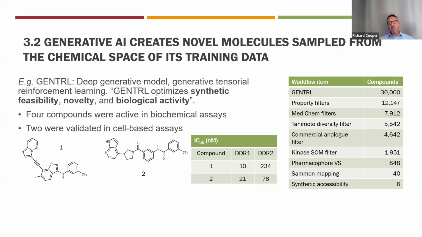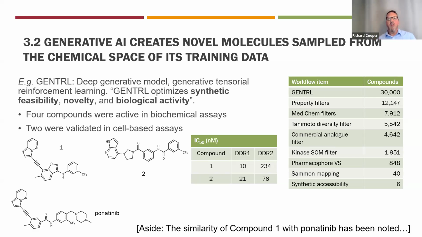Here are the molecules. Number 1 has got activity against DDR1 and less activity against DDR2, so it's a selective inhibitor. That's quite nice. 2, some selectivity as well. So I don't know. So it's found a molecule. However, the similarity of molecule 1 with ponatinib, which is a commercial analog, which wasn't filtered out either by their model or by the commercial analog filter, has been noted.